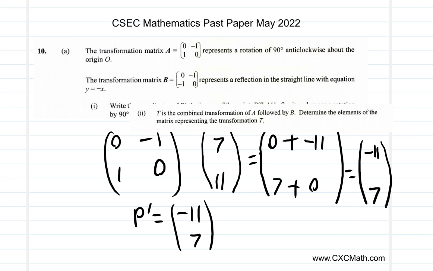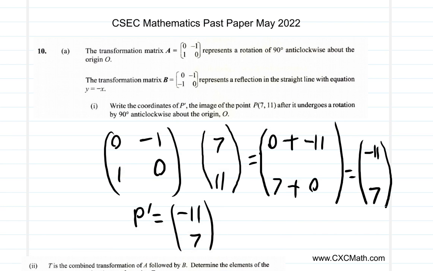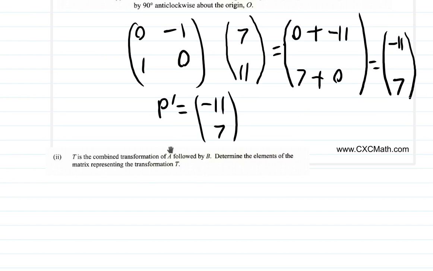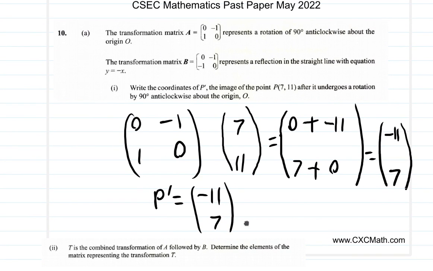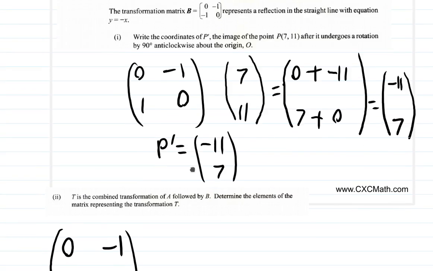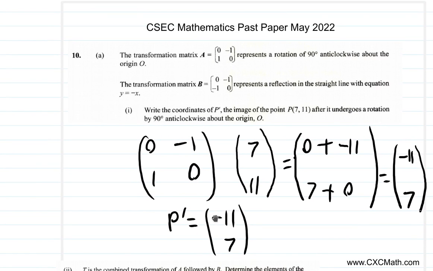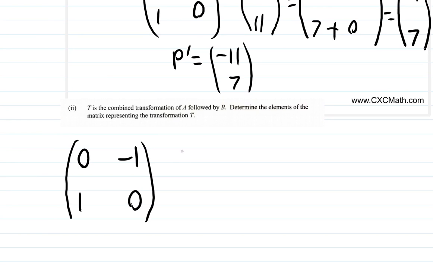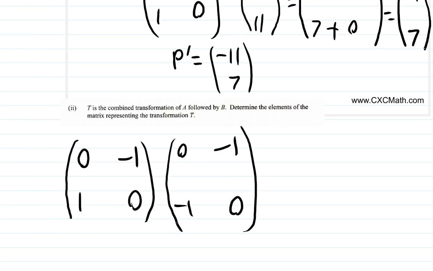Let's paste this first and then move this further down here. Alright, A is 0, negative 1, 1, 0. So that's 0, negative 1, 1, 0. And then B now is 0, negative 1, negative 1, 0. So this is A and this is B.